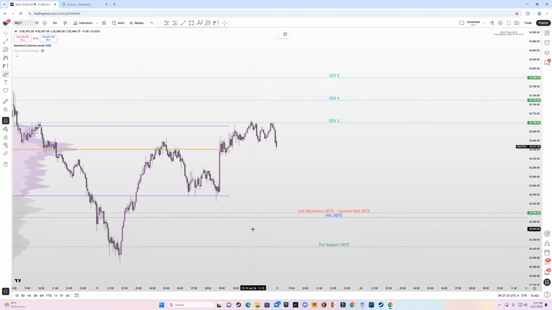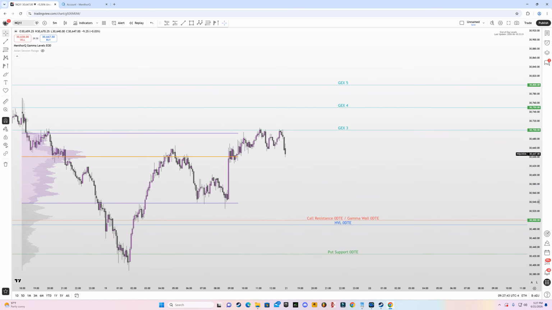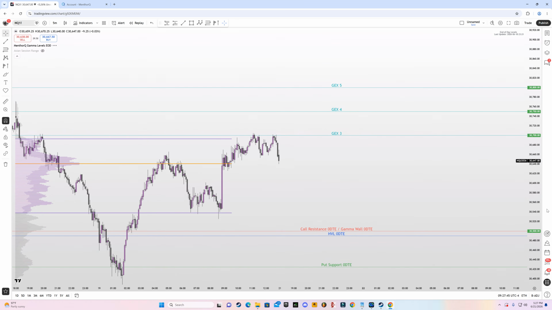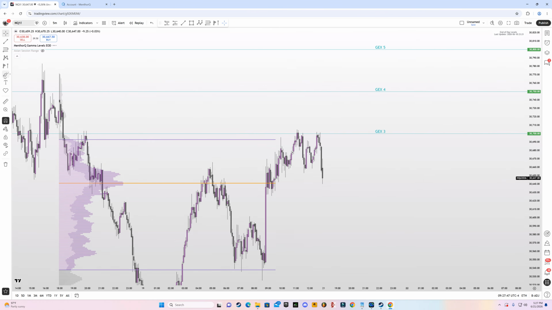So what happens when a resistance is broken? It turns into support, right? So this level over here can also act as a support level. So positive gamma regime, we have the overnight volume profile, and notice here what happened. We first went above the value area high.